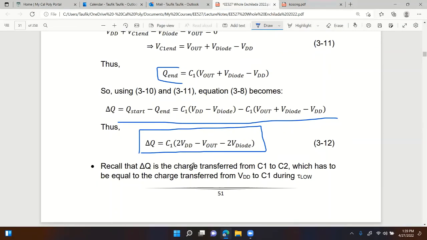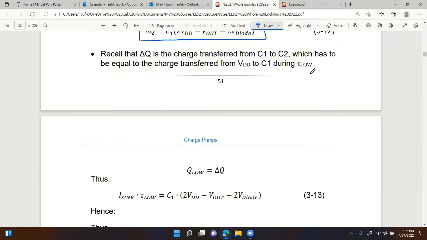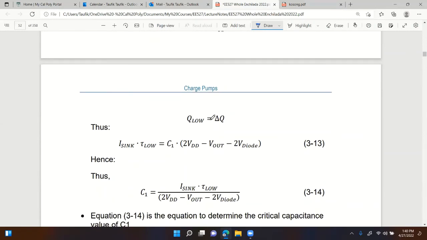And then recall that delta Q is the charge transferred from C1 to C2, which has to be equal to the charge transferred from VDD to C1 during tau low. So when I turn the switch to low, that delta Q is the same delta Q that I transferred to C1 from the source. So Q low is equal to delta Q, and remember, the equation is I delta T equals C delta V. So that's the I during low.